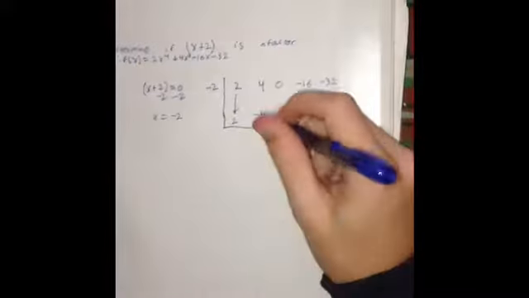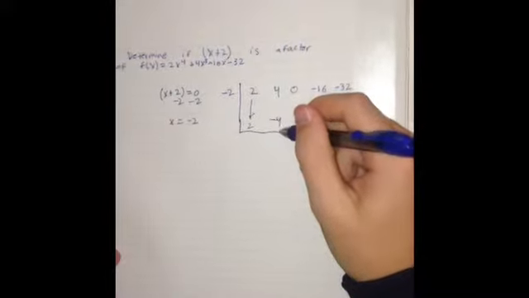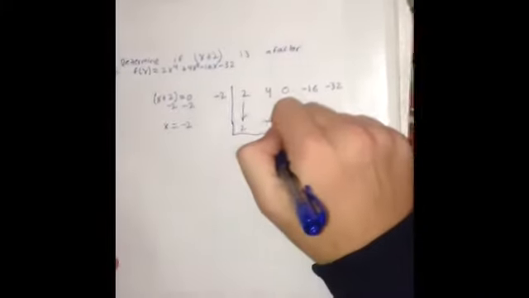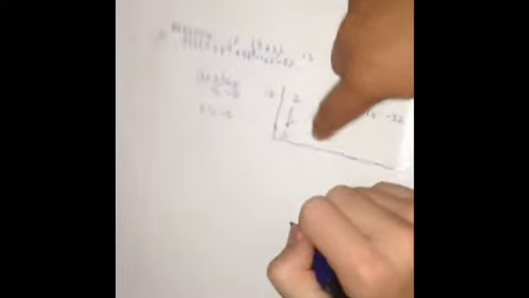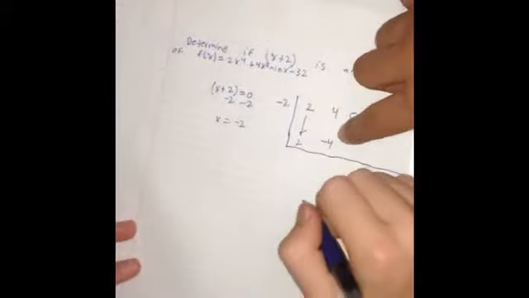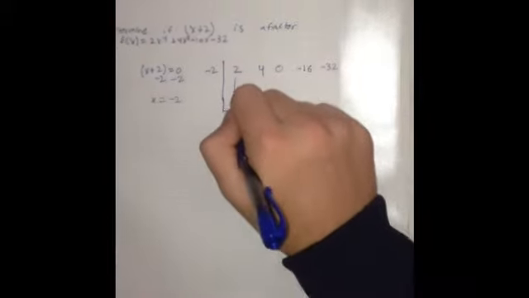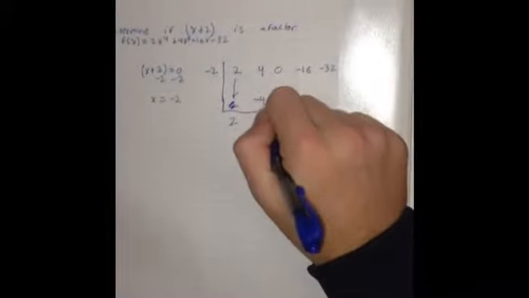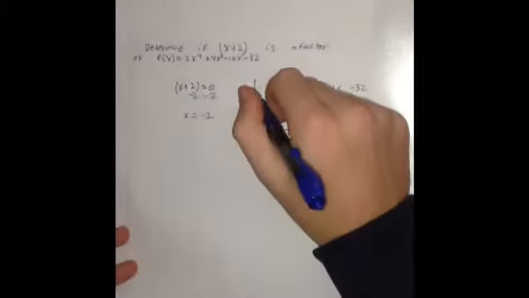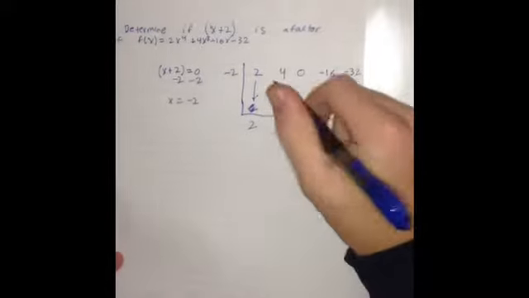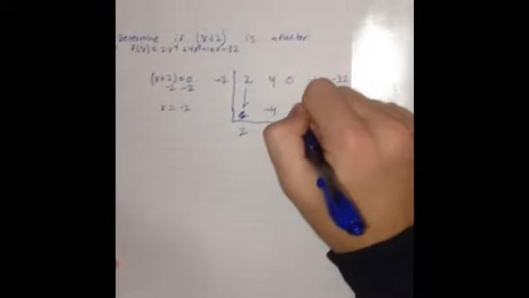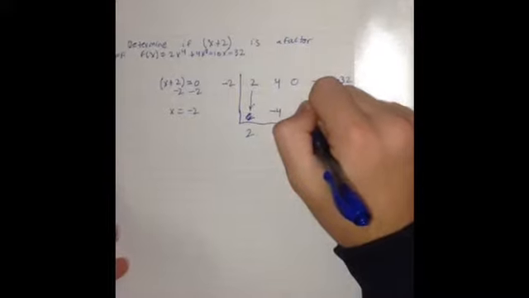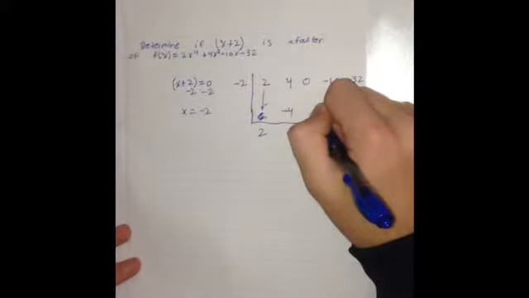And then 4 times negative 4, that's... No, we're adding. So we're going to multiply across and add down. That's right. A 2, and then 0, and then negative 2 times negative 4.